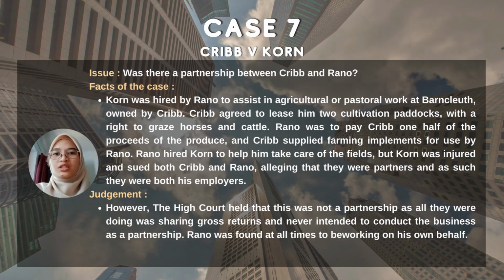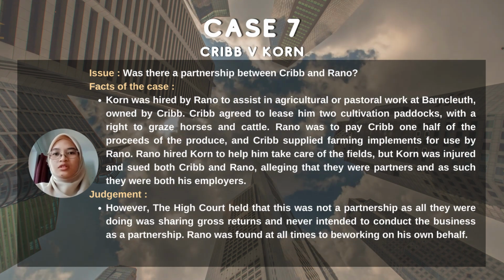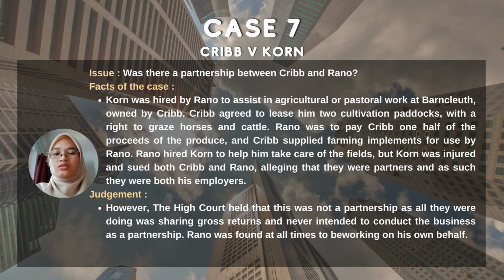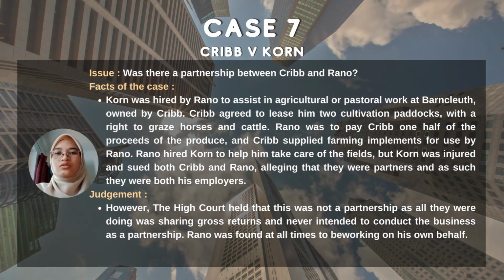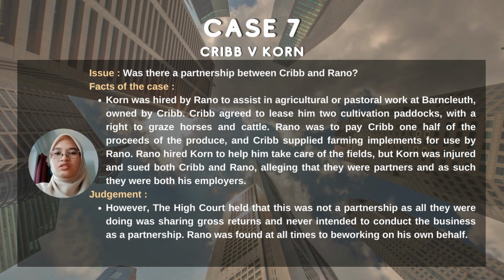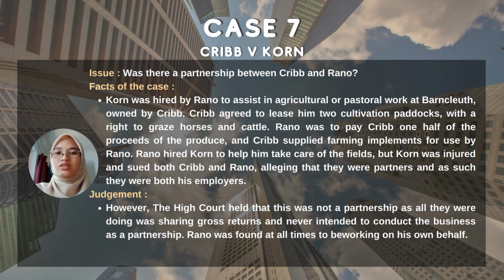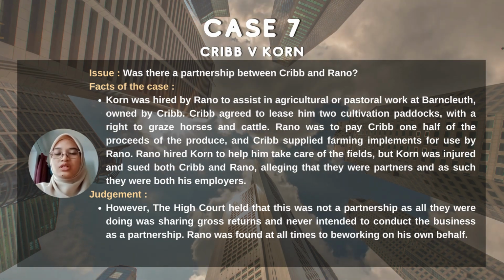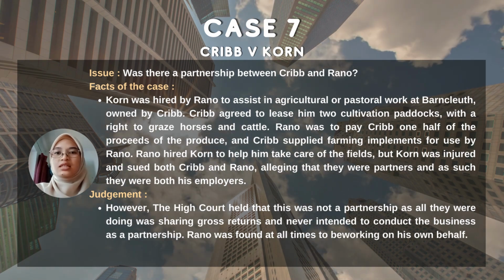Cribb owns an agricultural farm and Reno was his assistant. Cribb agreed to lease Reno two cultivation paddocks with the rights to graze the horses and the cattle, and he also supplies the equipment for the use of Reno. Reno agreed to pay him half of the production, and he hired Korn as his assistant to do the work in the farm. But when Korn was injured, he sued both Cribb and Reno and stated that they were partners and both of them were his employers.